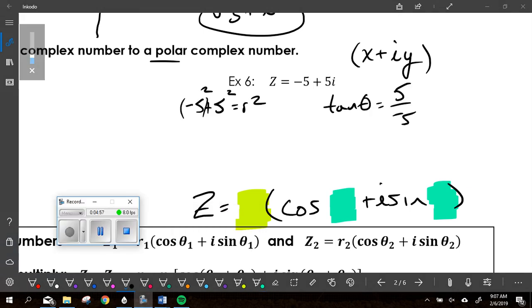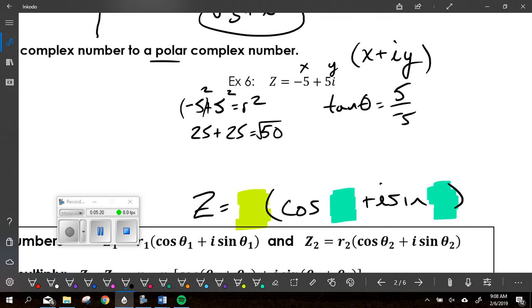I'm doing Pythagorean Theorem. They gave me x and y. I want r and theta. So to get r, I'm doing Pythagorean Theorem. Negative 5 squared is 25. 5 squared is 25. I get 50. But I want to square root that thing. When you simplify, and you need to simplify, what number is going to be in the front of your radical when you simplify square root of 50?